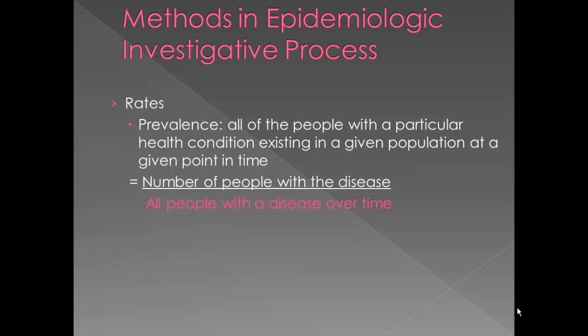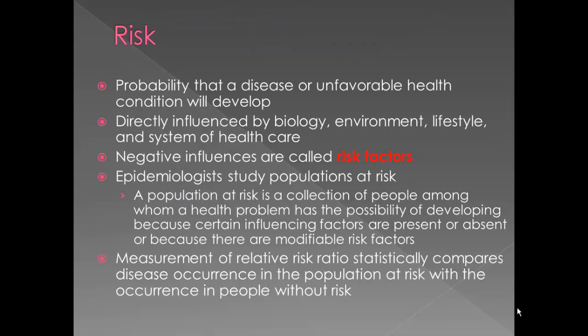Prevalence is all of the people with a particular health condition existing in a given population at a given point of time. So again, if you use cervical cancer as an example, it would be the number of people with cervical cancer over all of the people with the disease over time. So that's fairly straightforward, but you do have to learn and memorize the difference.